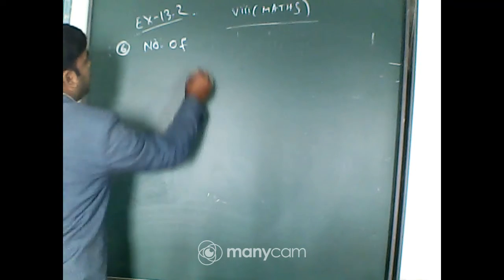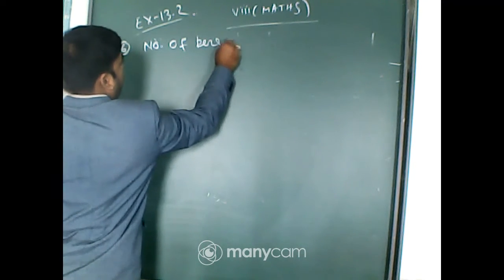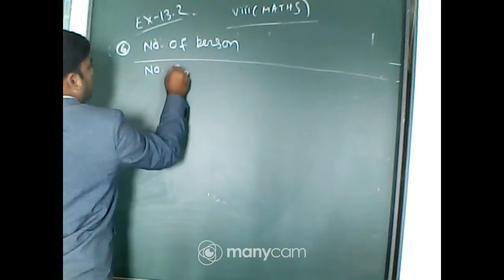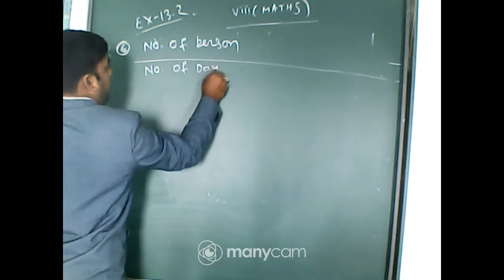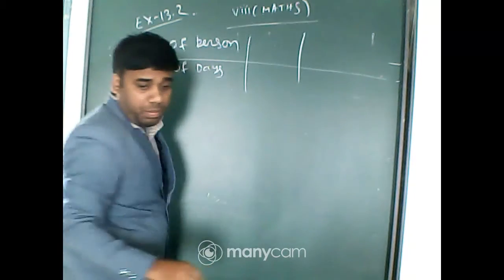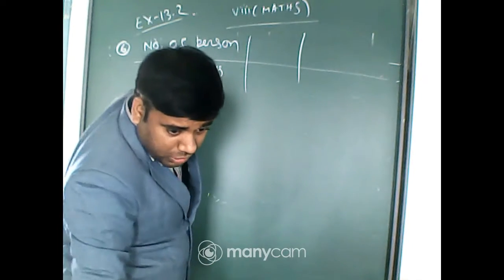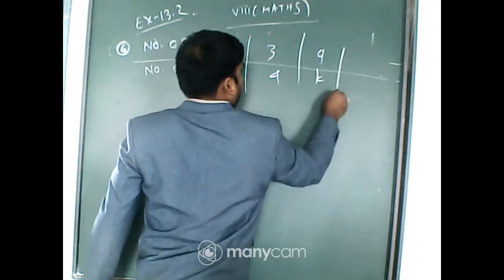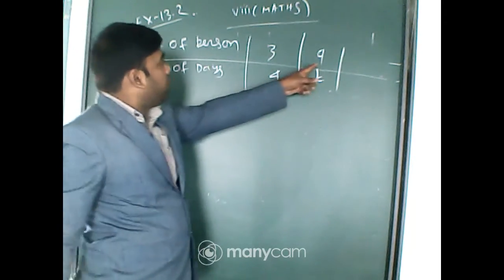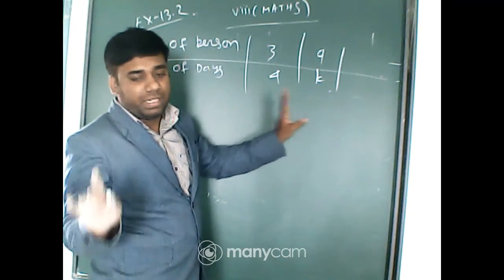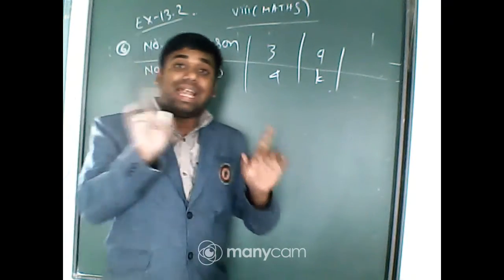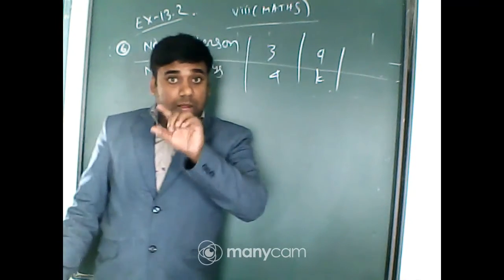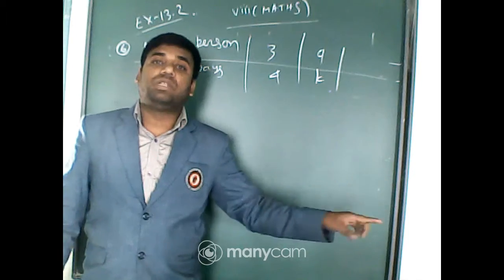Number of persons and number of days. 3, 4 and k. I am taking k as the number of days needed for 4 persons. First of all, persons and days are inversely proportional. Write down the statement.